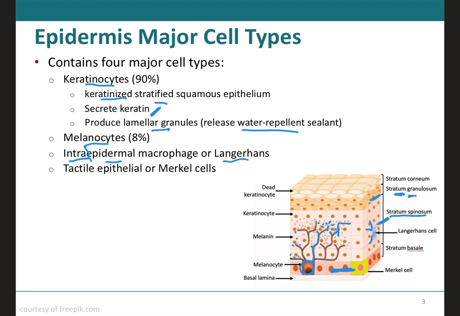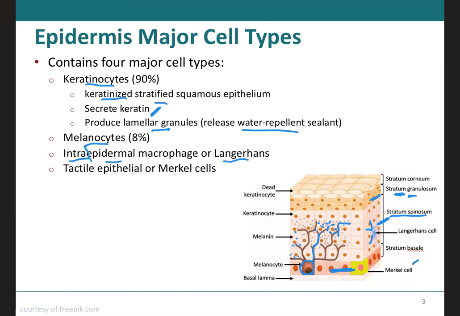Next, we have what we call the tactile epithelial cells, also known as Merkel cells. They are the least numerous of the epidermal cells, and they're going to be located in the deepest layer of the epidermis, therefore in the stratum basale. These cells are a type of sensory neuron that will detect touch, and it makes sense that it detects touch instead of pressure, for example, as it is located further up in the skin.